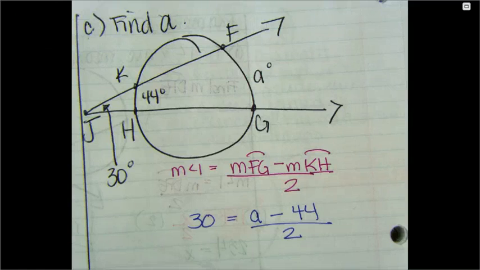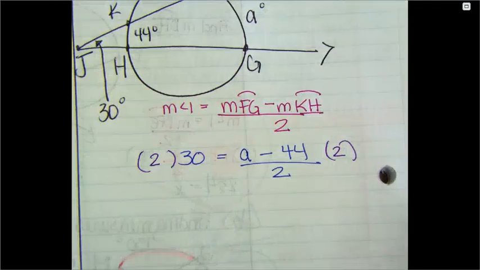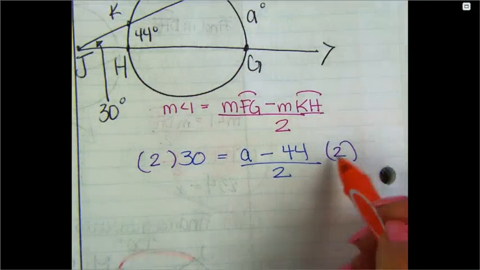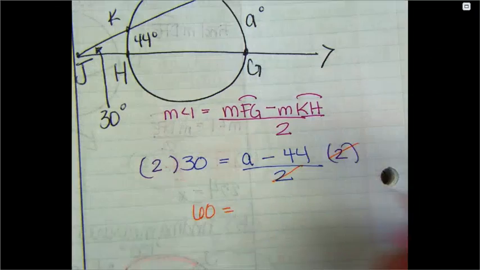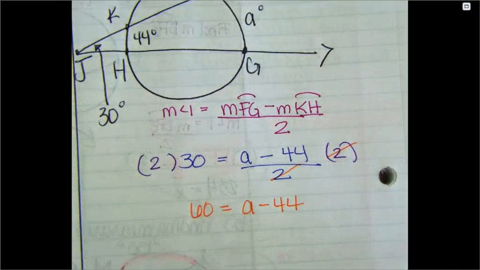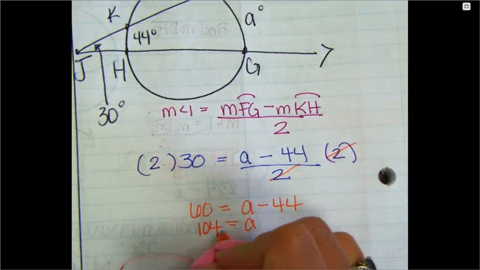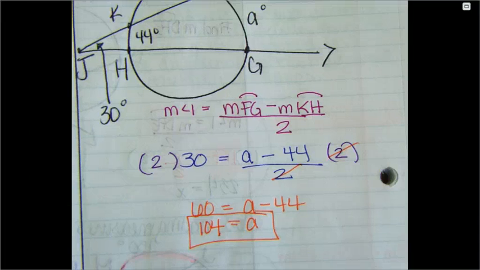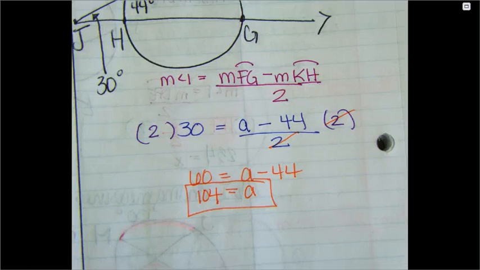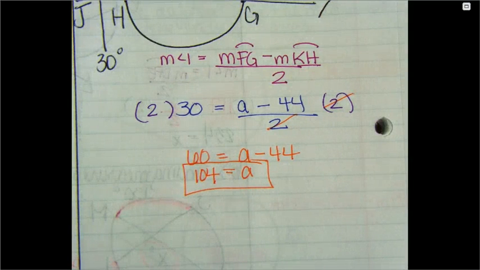How do you get rid of the 2? Multiply by 2 on both sides. That cancels out, yes? Okay, so what do we got on this side? 60 equals a minus 44. What do you do? Add 44 and a equals 104. No degrees, just 104. When it wants an angle or an arc, then you put the degrees. When it says find the value of the variable, it's just a number. Got it right. Good. And then we got stuck with the 2 on the bottom. It's not that bad though, right?